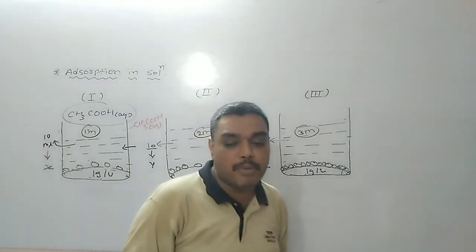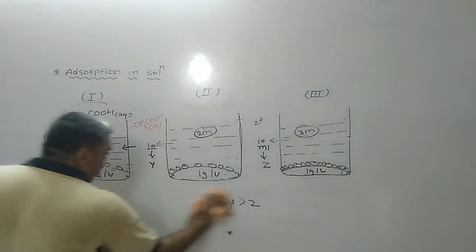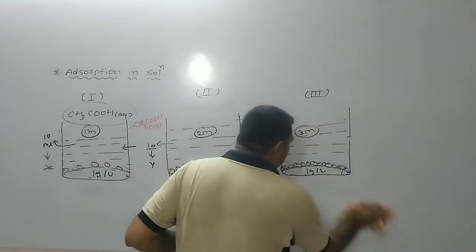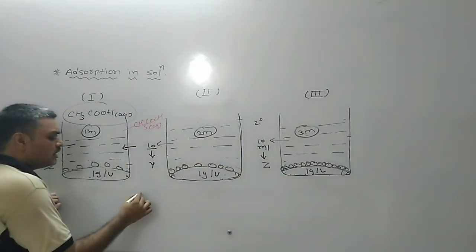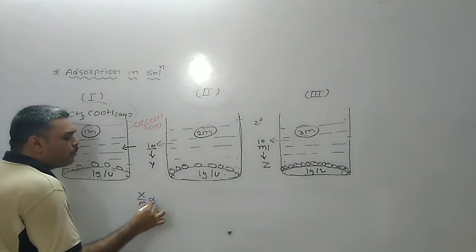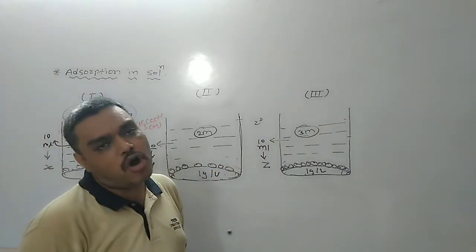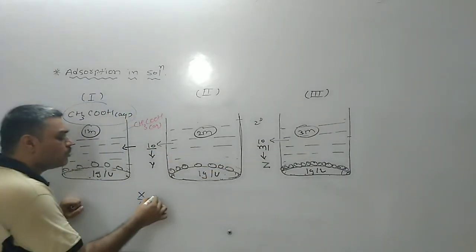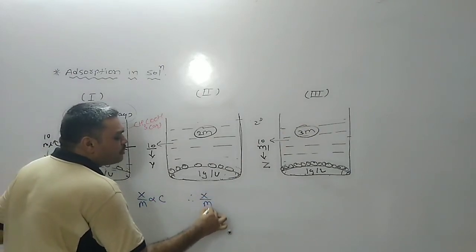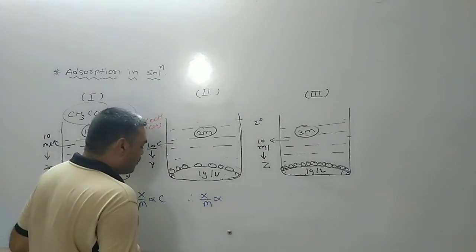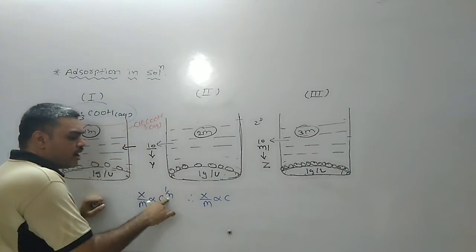with the help of these 4 different examples, and we can apply this adsorption according to the Freundlich equation. We can apply the Freundlich equation, x by m proportional to pressure, but here instead of pressure we will use the concentration of solute molecule C, and that's why you will consider that adsorption x by m is directly proportional to concentration raised to 1 upon n.